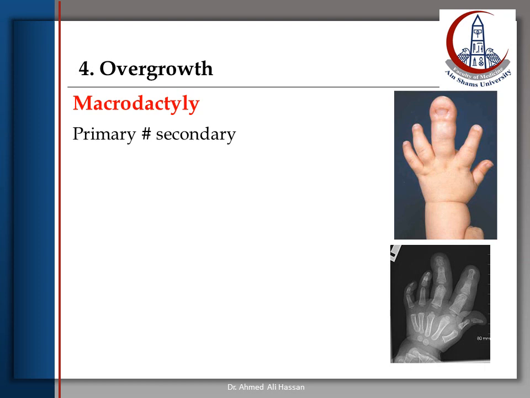The fourth type of congenital malformation is overgrowth, macrodactyly. As you see in the pictures, macrodactyly may be primary or secondary. Primary is a primary overgrowth of the osseous parts of the digits or the soft tissue, while secondary is secondary to lymphedema, hemangioma, or vascular malformations. So macrodactyly is the congenital anomaly of the hand due to overgrowth.